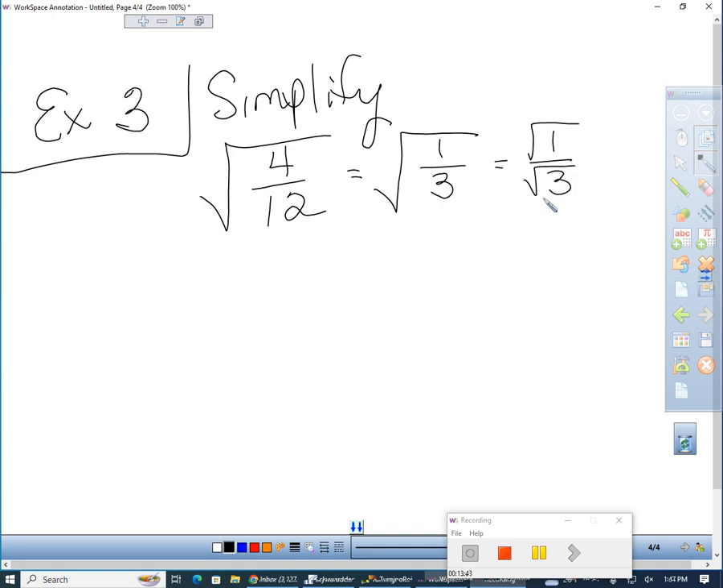What is the square root of 1? That's just 1, right? So I have 1 over the square root of 3, which, Preston's right, can't happen, so we have to? Yes, rationalize. Good job. Rationalize, times by the square root of 3. So 1 times the square root of 3 is the square root of 3. Square root of 3 times the square root of 3 is just 3.